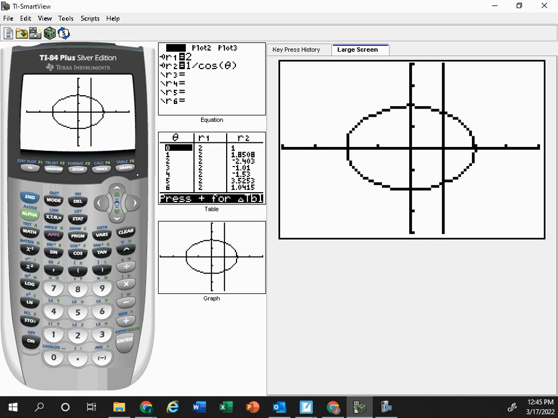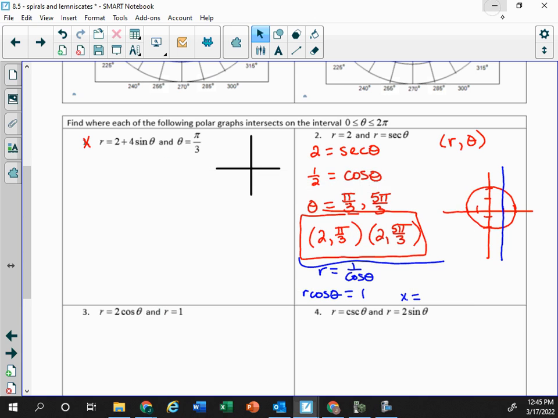Okay, so they intersect more than 2 times, but that's on the XY plane. In the R theta, they have to intersect, it's almost like at the same time, okay? So not just that they overlap one another, but that if you're graphing it, they would actually run into each other at that point. Questions? Okay, let's try another one.